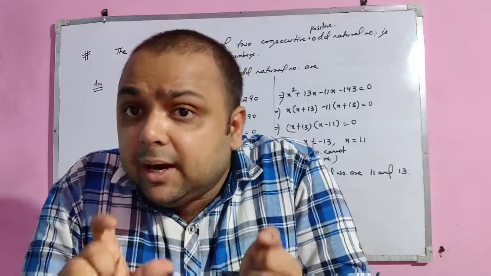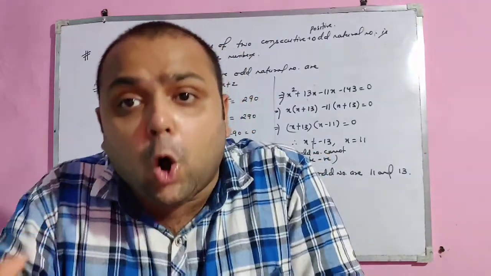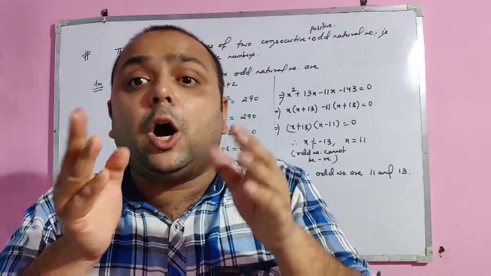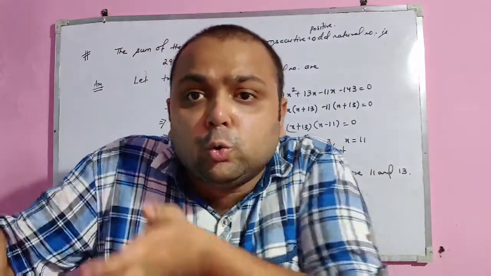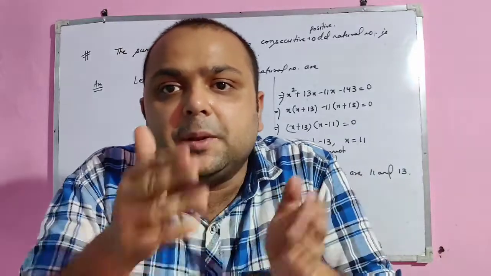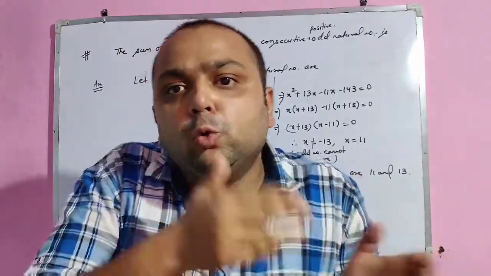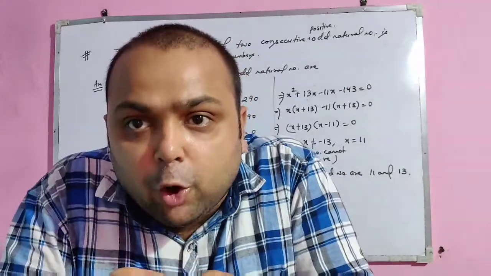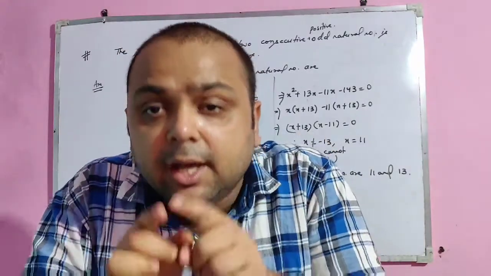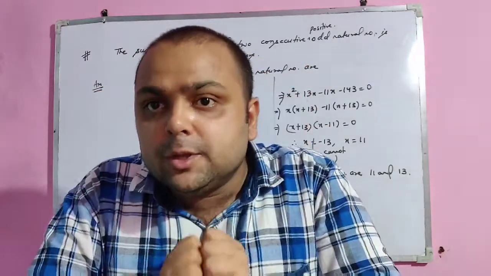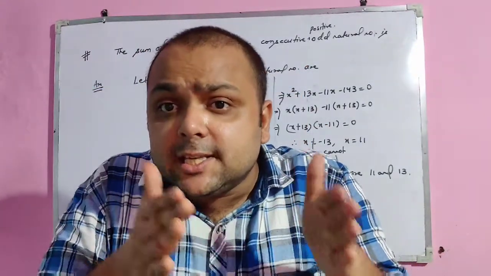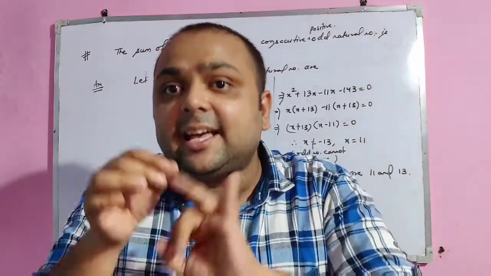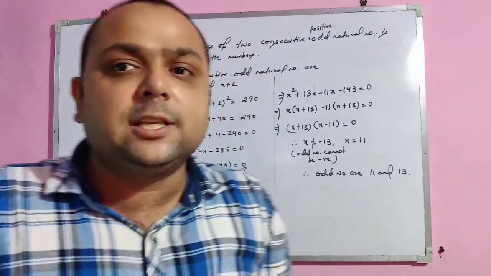If the question is saying consecutive only, the numbers are x and x plus 1. But if it is written consecutive odd or consecutive even, the difference between two odd numbers or two even numbers is 2. 1 plus 2 is 3, 3 plus 2 is 5, 2 plus 2 is 4, 4 plus 2 is 6. So the difference between any two consecutive odd numbers or any two even numbers is 2. So when the question says consecutive odd or consecutive even, the numbers are x and x plus 2. Now we'll see this question.